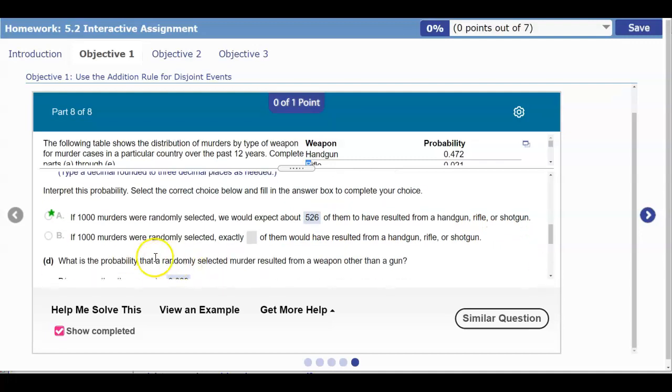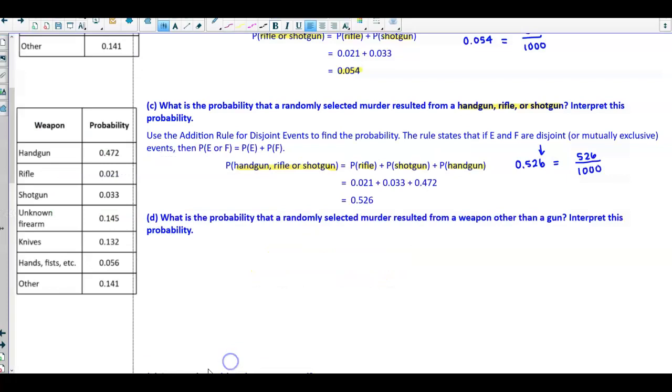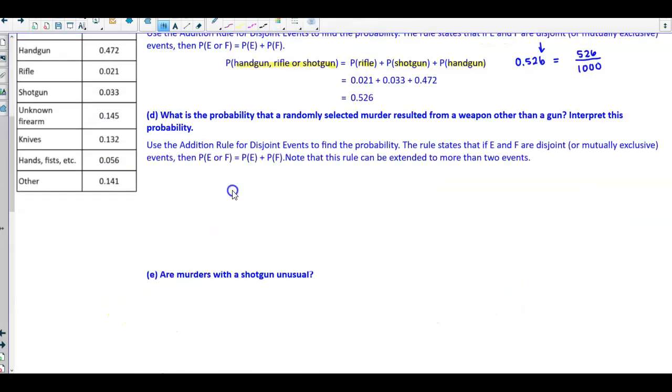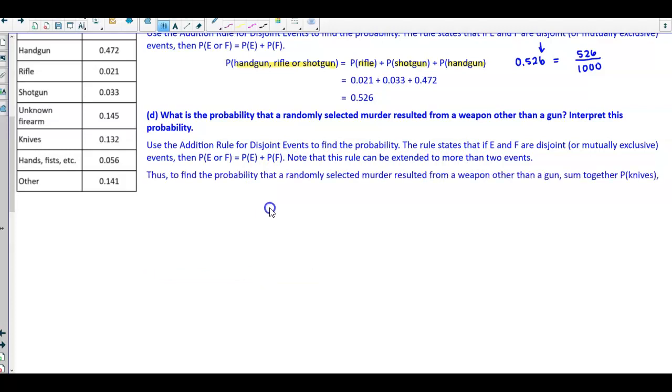Now the next question says, what is the probability that a randomly selected murder resulted from a weapon other than a gun? So let's take a look at that. Again, we're going to use the addition rule for disjoint events to find the probability. The rule states that if events E and F are disjoint or mutually exclusive events, then the probability of event E or F is equal to the probability of event E plus the probability of event F. Let's make note that this rule can be extended to more than two events.